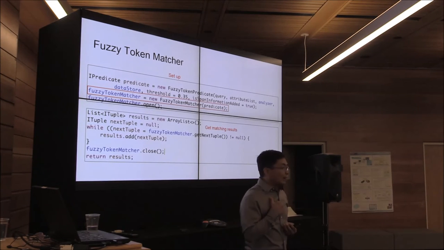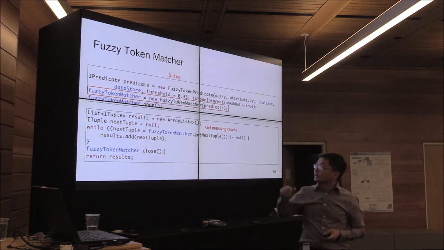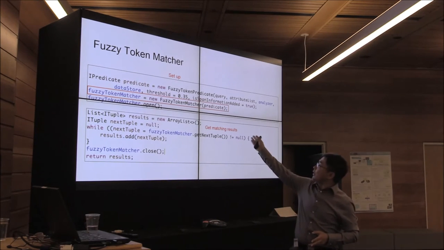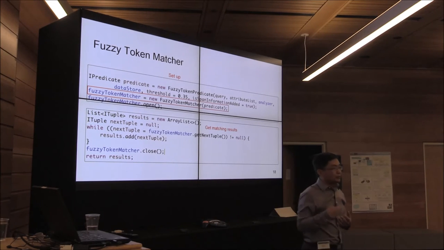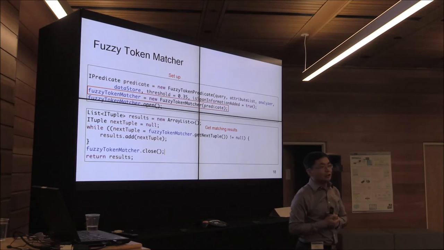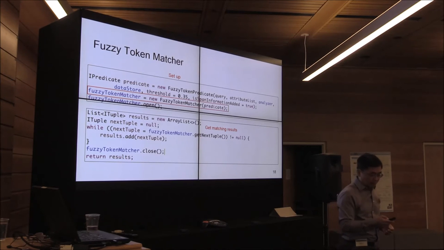So this is the way the user can use this fuzzy match operator. It's just a fuzzy match operator. You give the predicate, and inside the predicate, you give all the information. Here we're using the Jaccard similarity, the number of common tokens. This is the way we define it, even though there are other ways you can define similarity.